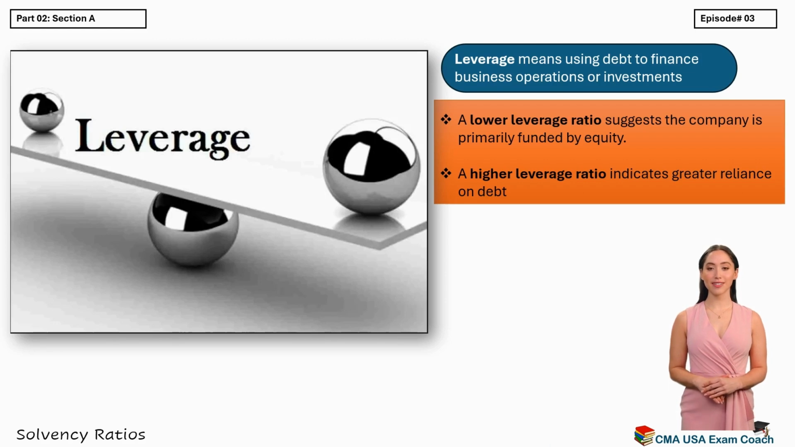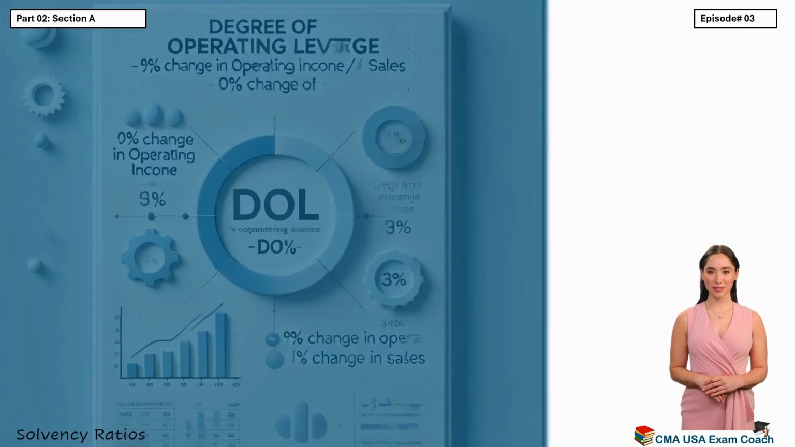Understanding leverage ratios. A lower leverage ratio suggests that the company is primarily funded by equity, meaning it has lower financial risk but might also have limited growth opportunities. A higher leverage ratio indicates greater reliance on debt, which can amplify returns but also increase financial risk, as the company must meet its debt obligations. Leverage is a powerful tool, but balancing debt and equity is crucial for financial stability.